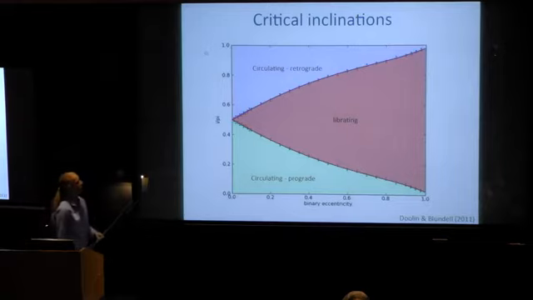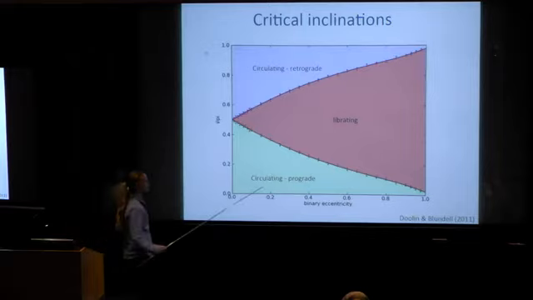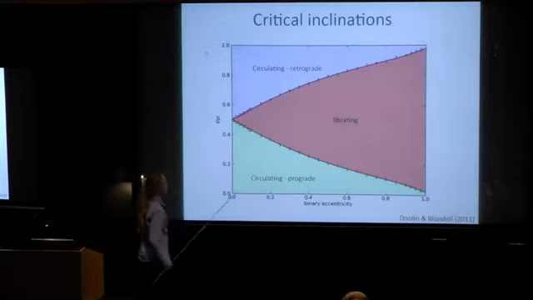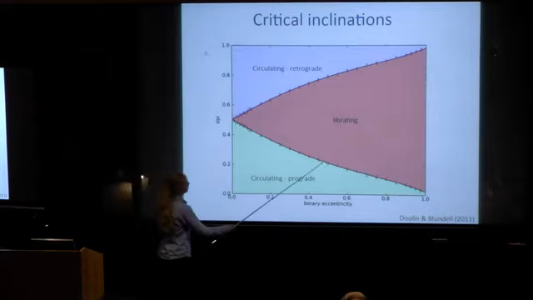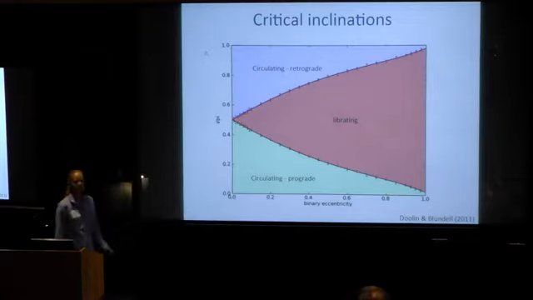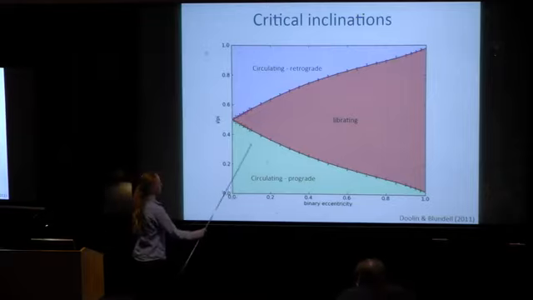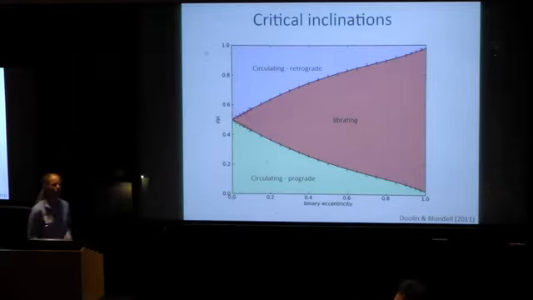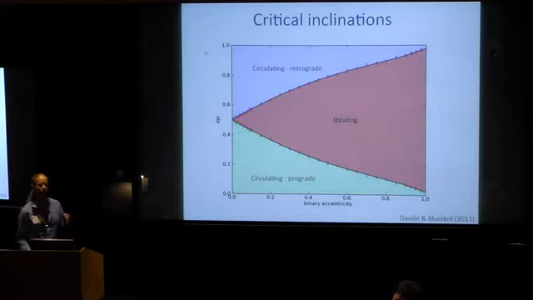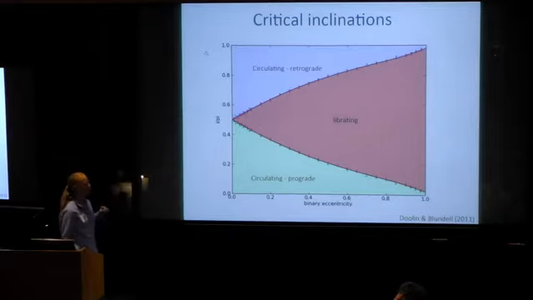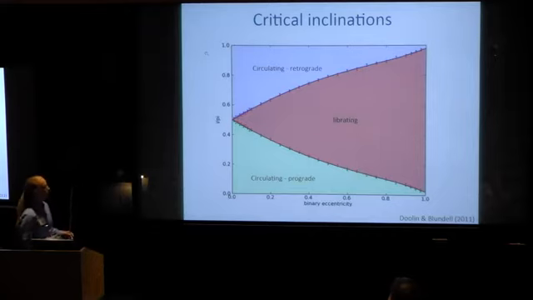Okay, so there's a critical inclination dividing the two types of solutions. I was just looking at a binary that had an eccentricity of 0.5, and this critical inclination was roughly 40-ish degrees. But this critical inclination depends on the binary eccentricity. The higher the binary eccentricity, the smaller the critical inclination. So the higher the binary eccentricity, the more likely it is that a randomly distributed disk inclination would actually be librating. So it would be precessing about the eccentricity vector rather than the angular momentum vector.